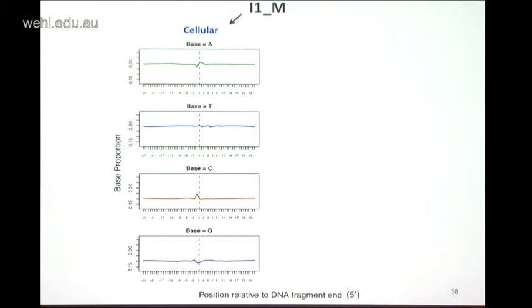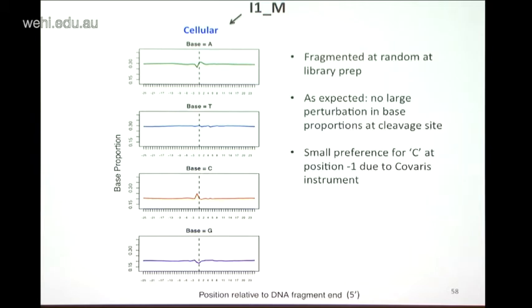So for cellular DNA, we know that it's fragmented randomly at library prep, and there doesn't seem to be any sort of large preference for any base at any position. Although there's a small preference for the cytosine base at position -1. But I found out that this is a bias by the Covaris instrument that was used to fragment this DNA. So in general, there is no preference for a certain base at a certain position.